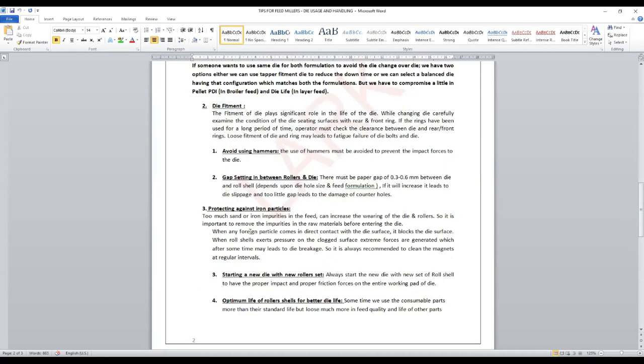Then हमको डाई को प्रोटेक्ट करना है आयरन पार्टिकल से. Then डाई को फ्लिप करते हैं हम. जैसे for example in vehicle हम गाड़ी के टायर after few kilometers हम इंटरचेंज करते हैं फ्रंट और बैक. Same as in case of die, हम डाई को 30% लाइफ के बाद उसको फ्लिप करते हैं because generally die wears from the outer surface.